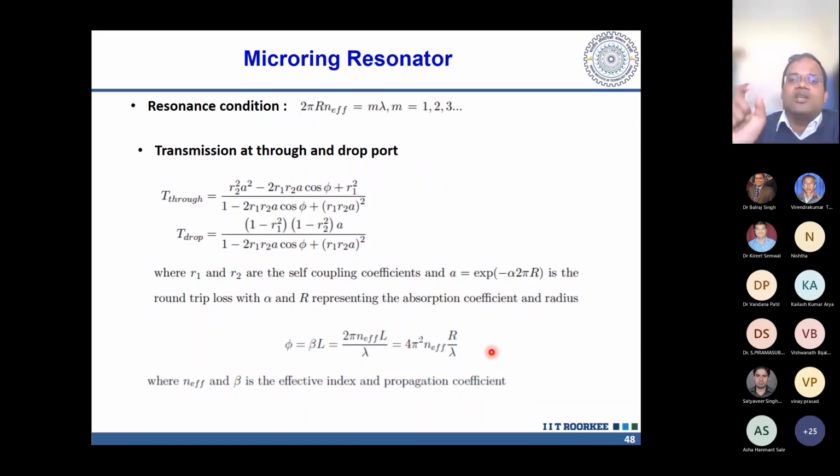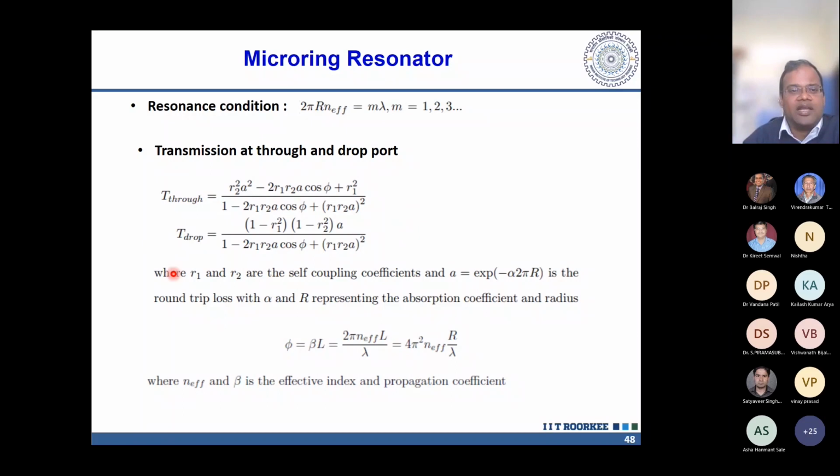That means the optical path length should be equal to an integer multiple of the wavelength that we are using. Optical path is basically your physical path multiplied by the refractive index, so 2 pi r multiplied by the refractive index. This is the condition that you need to satisfy for obtaining resonance.